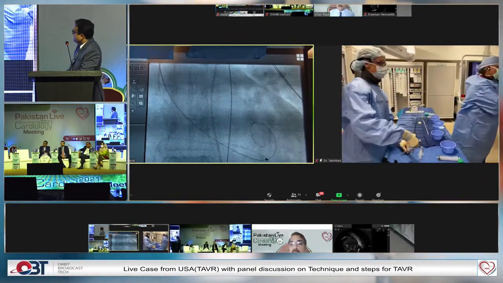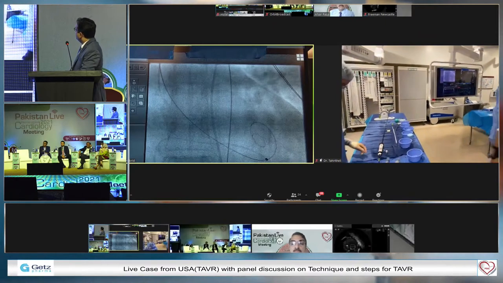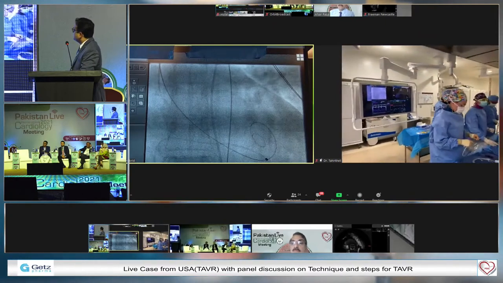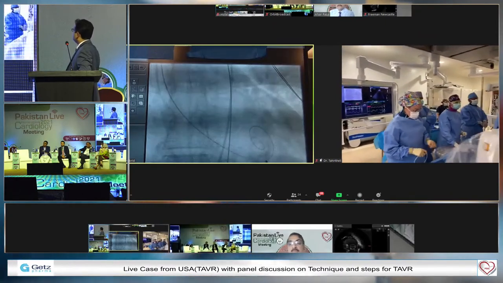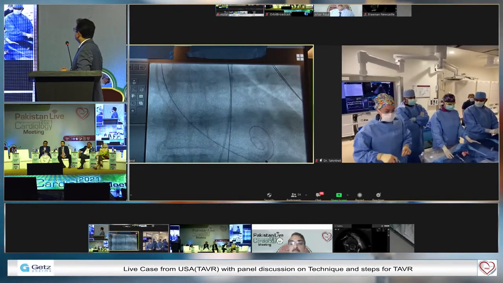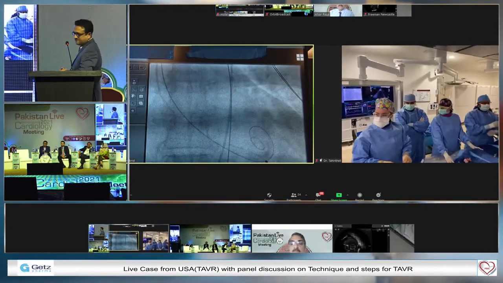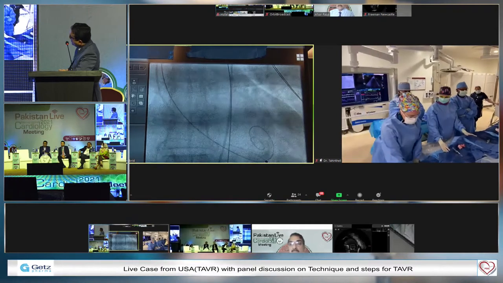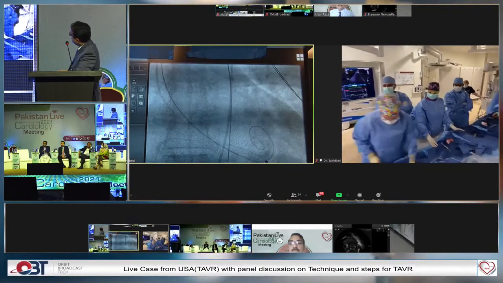So we can see a crimping. Good. What Dr. Virk has done is changed out that straight wire for a safari wire. So we're ready to get the valve in place.